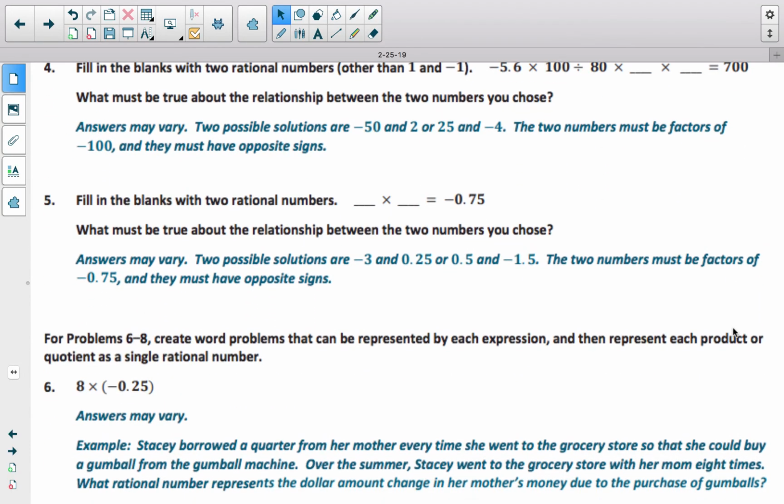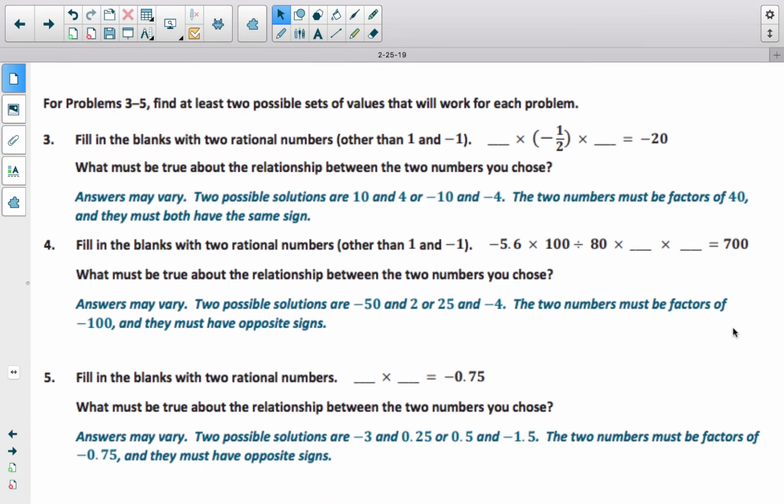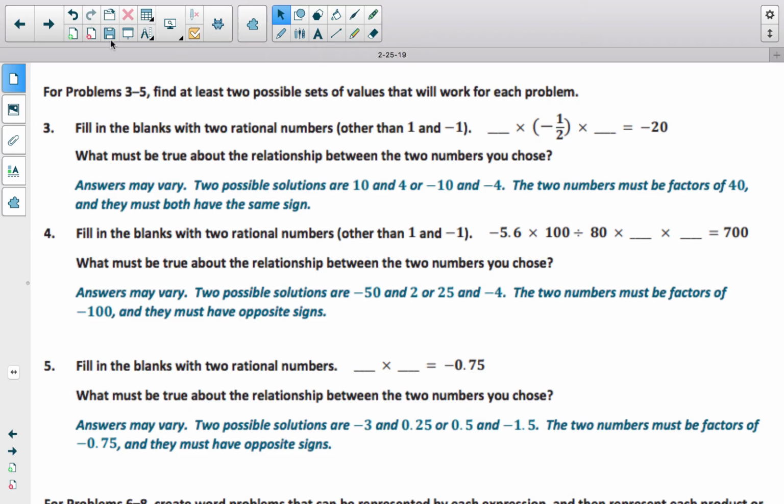Number 3 through really all the rest of them, your answers may vary. It's asking you for 3 to 5 to find at least 2 possible sets of values that will work. So you have to fill in the blanks that will work. Obviously your answers may be different, but for 3, possible solutions can be 10 and 4 or negative 10 and negative 4. Now the 2 numbers you have must be factors of 40, and they must both have the same sign. So 20 and 2 would work, and then negative 20 and negative 2 would work.